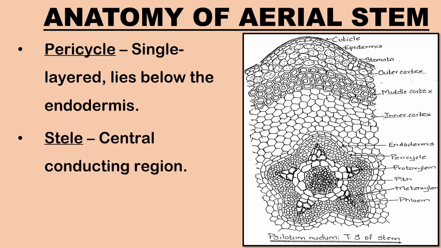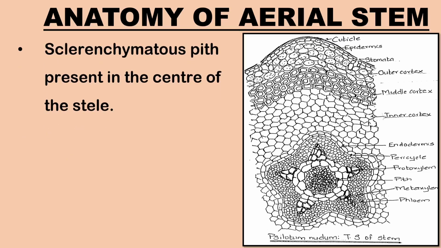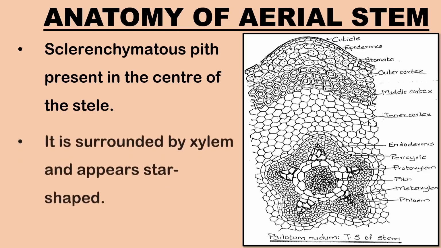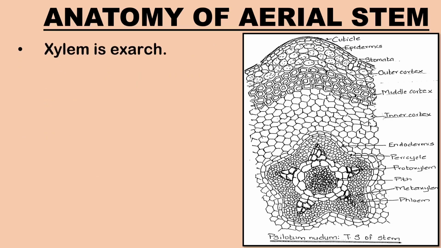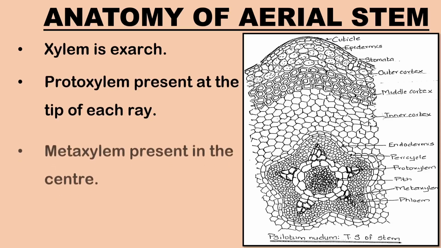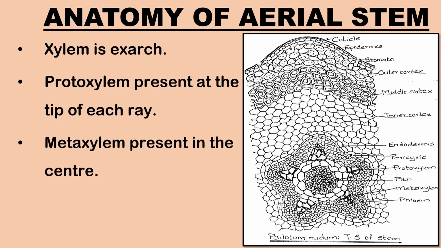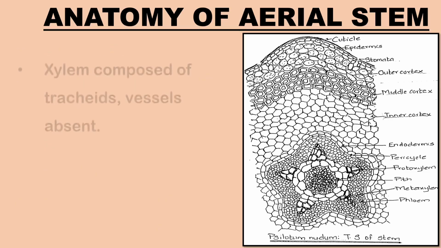Stele is the central conducting region. In the center of the stele is the pith, which is sclerenchymatous. It is surrounded by xylem and appears star-shaped. Xylem is exarch with protoxylem at the tip of each ray and metaxylem in the center. Phloem fills the space between the star-shaped arms and surrounds the xylem completely.